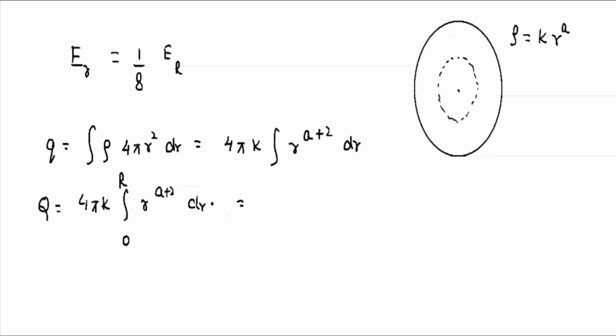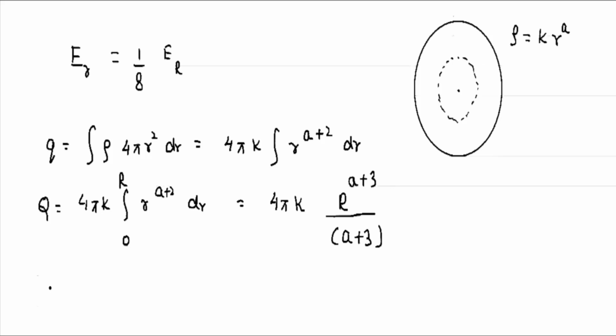Now what can we do? We can just integrate it. So it would be 4 pi k, and the integration of r to the power a plus 2 would be r to the power a plus 3 divided by a plus 3. Now what is the limit? We put r as capital R, so it would be capital R to the power a plus 3 divided by a plus 3. Because the lower limit is 0, there is no need to subtract the lower limit. Now this is the charge.